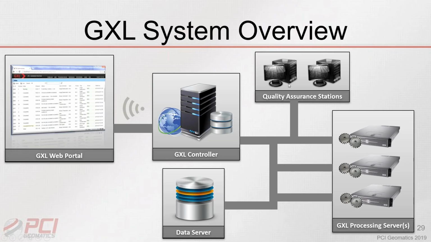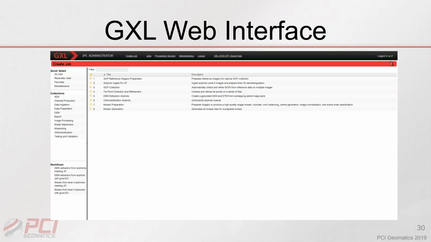And then what you can also do is have quality assurance stations. These are essentially licenses of Geomatica to inspect the results, kind of like what Jason was doing in terms of checking the quality of the orthos based on the DEM and so on. Of course, all of the data resides on a server, which feeds into the different processing machines, and where the quality assurance stations can access the outputs of the processing.